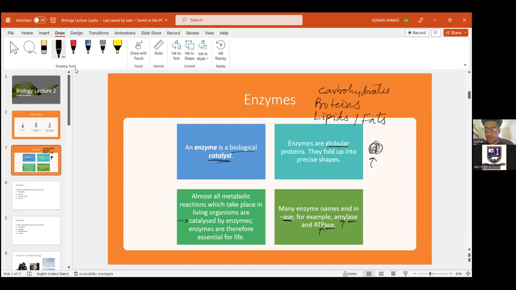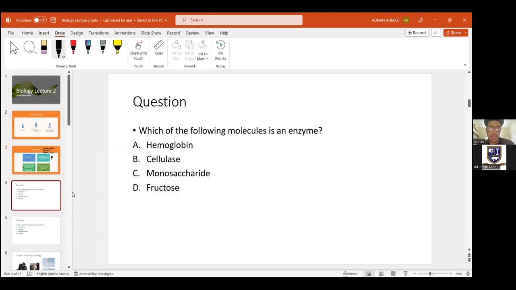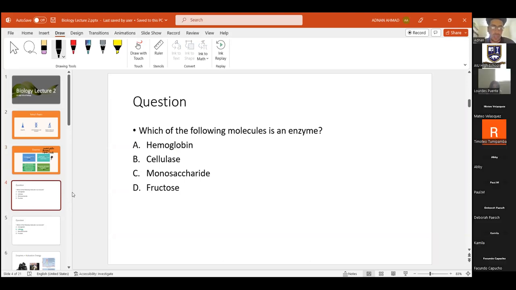So I have a question for you. Which of the following molecules is an enzyme? A, hemoglobin, B, cellulase, C, monosaccharide, and D, fructose. Anyone? I think it's B. B. Excellent. You're good.